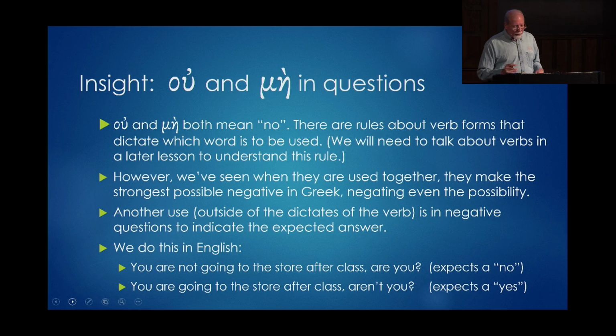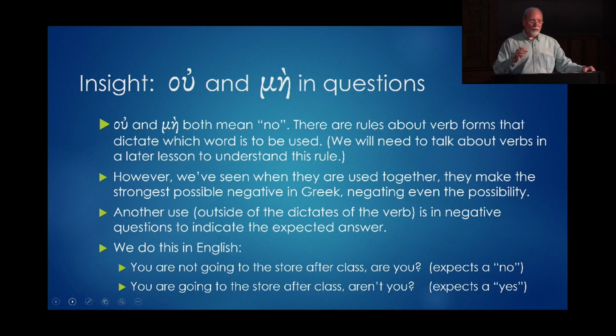All right, last week we looked at ou and me when they're put together. Ou means no or not. Me means no or not. And they have particular rules about their usage. But we looked last week at when they're put together, when you have ou and me right next to each other along with a certain verbal form. We didn't really talk about the verb. We might look at that later.